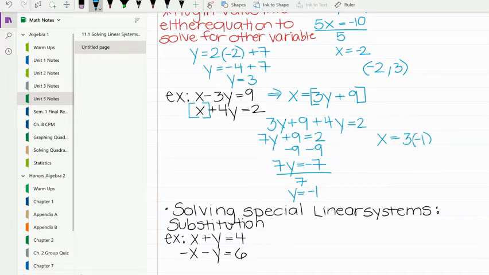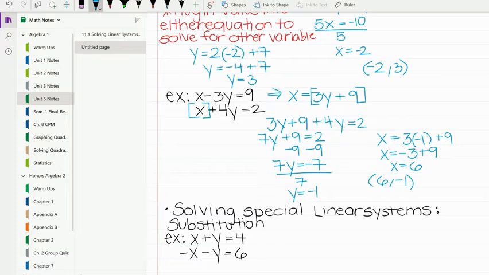X equals 3 times -1 plus 9. So x is equal to -3 plus 9. So x is equal to 6. So where they intersect is going to be 6, -1. So that ordered pair, that point makes both equations true.